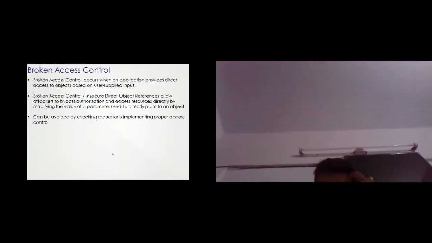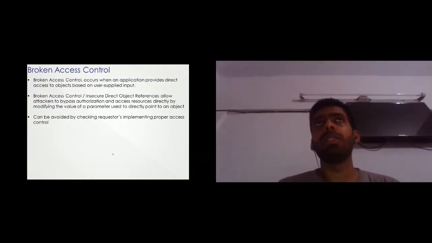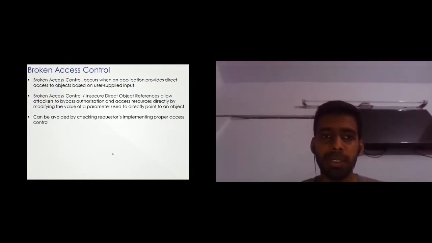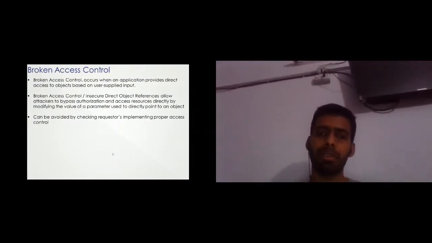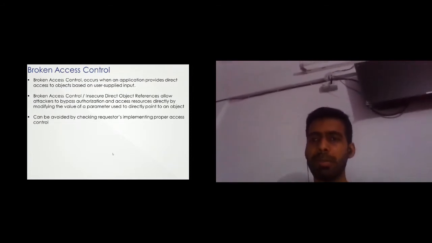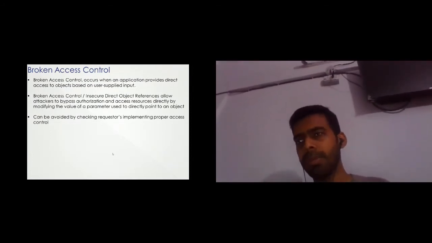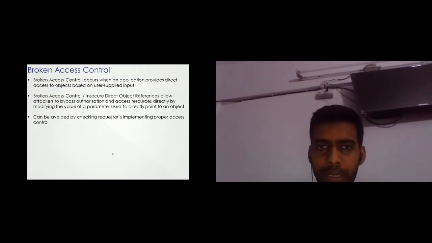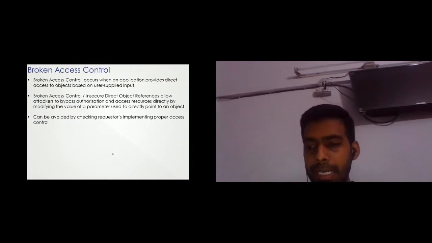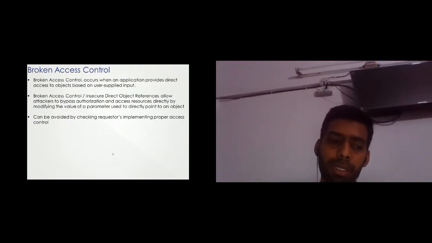All right, broken access control. This class of issues is often called insecure object reference. Sometimes it is referred to as broken access control. Sometimes we call it elevation of privileges, because there are multiple names for this class of bug, depending upon the situation.